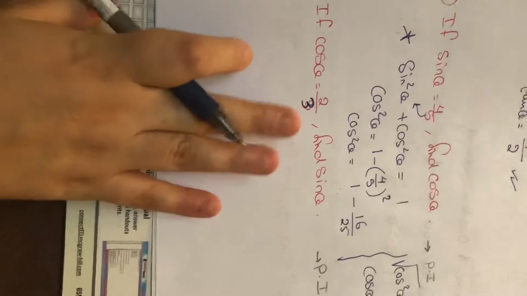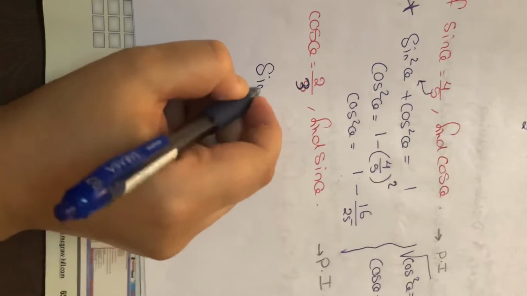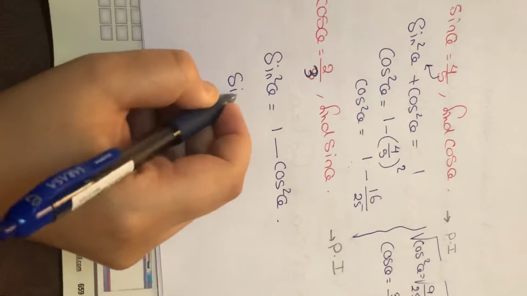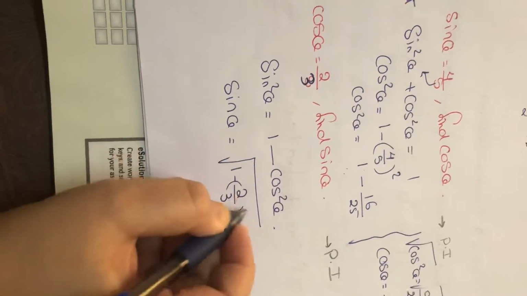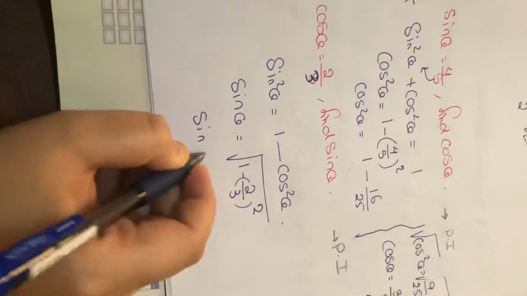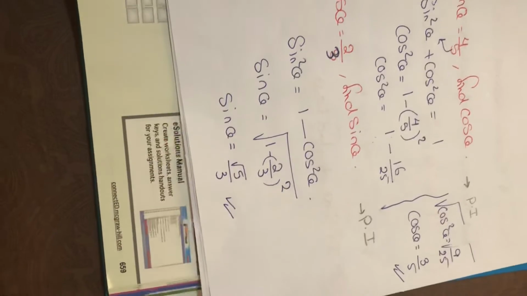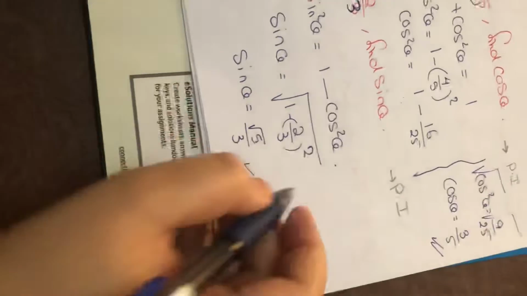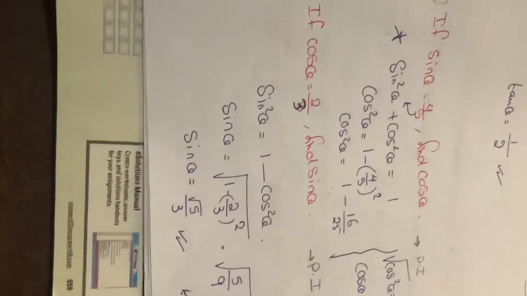Also, this one needs the Pythagorean identity. You can pause and solve it on your own. So again, I can directly say that sine squared theta is equal to 1 minus cosine squared theta. So sine theta is equal to the root of 1 minus 2 over 3 squared. You will get the answer as root of 5 over 3, because this will give you root of 5 over 9 and then root of 5 over 3. These are the first 3 questions in your book.